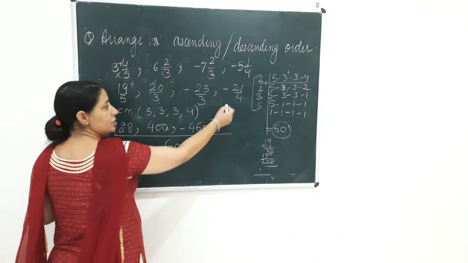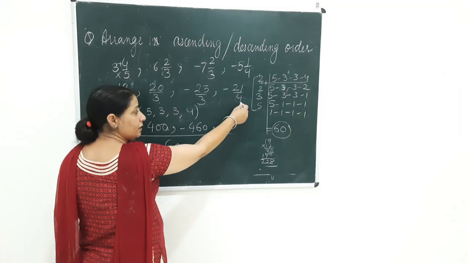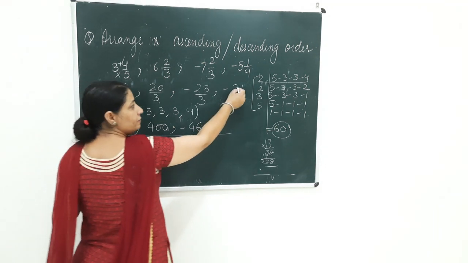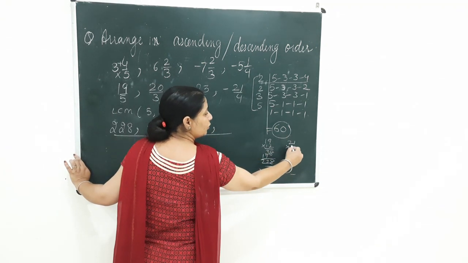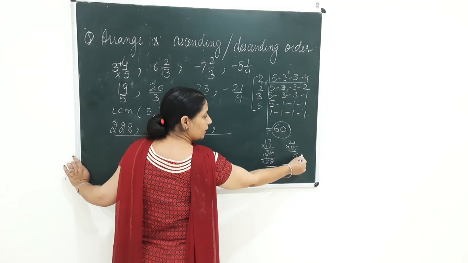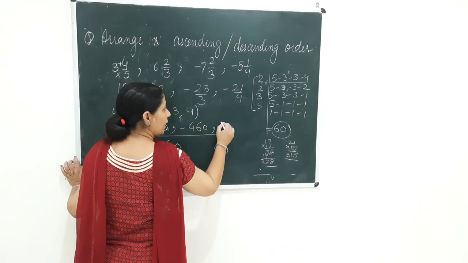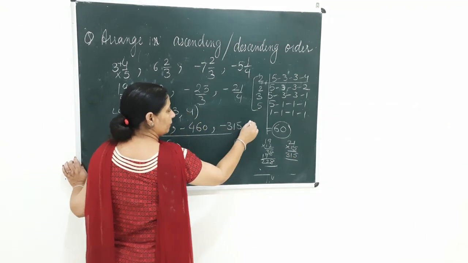Last, 60 divided by 4 is 15, 15 fours are 60, that 15 will be multiplied with 21. Okay? On the table of 15, 15 ones are 15, 1 carry, 15 twos are 30 and 1 is 31. So we have minus 315.